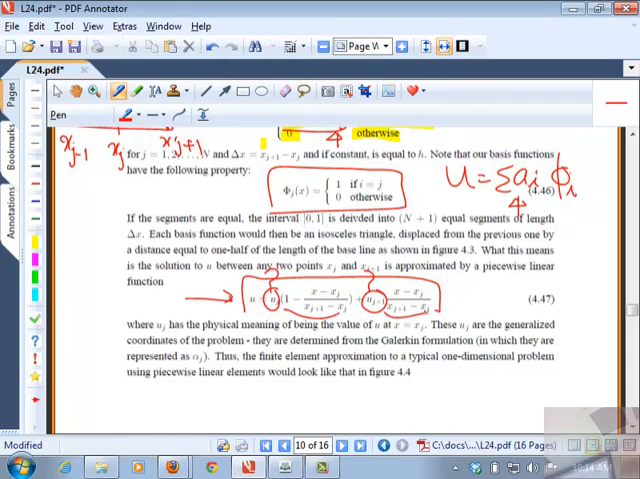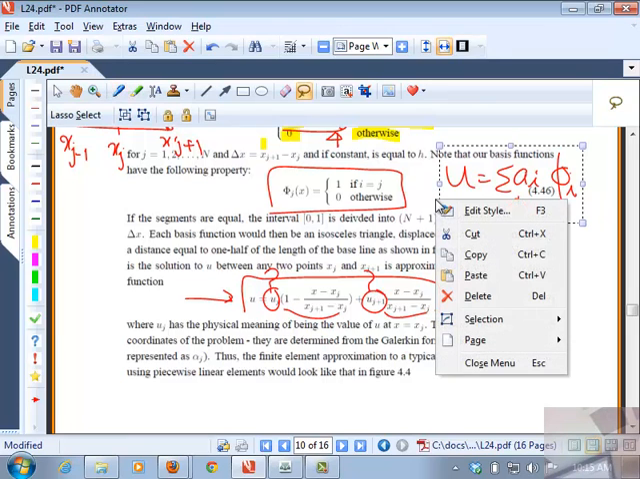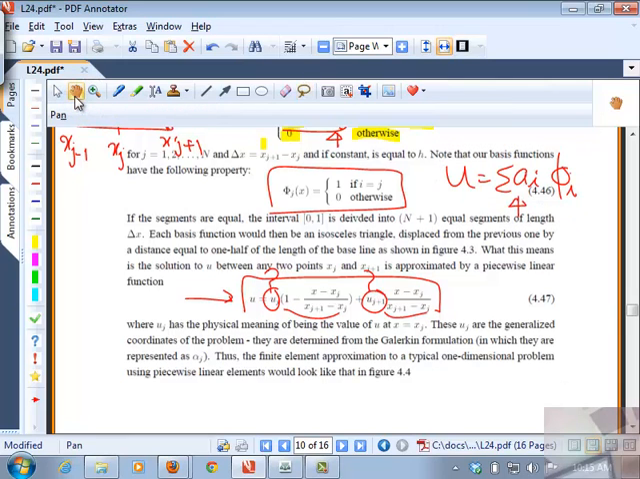So that means I pick my test function to be the same as the basis function. Do you understand the difference between the test function and the basis function? What is it? The basis function is one that you pick to represent your solution. The test function is your weighting function. So you choose that to be the same as the basis function, the Galerkin method.